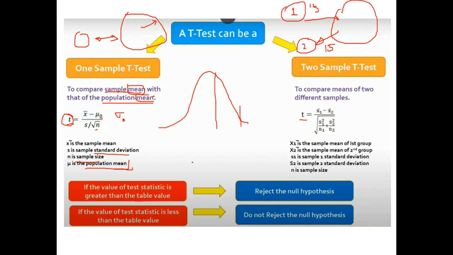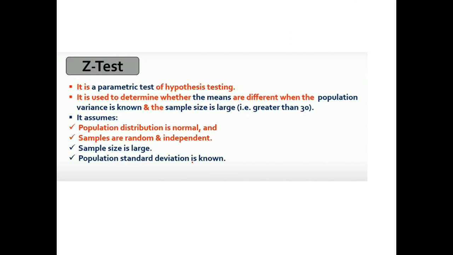So this is the t test, used when the sample size is smaller, and similar to that we also have the z test. This is also parametric hypothesis testing, and here the condition is that the sample size is greater than 30. It is used to determine whether the means are different when the population variance is known. Actually, in this case, you know the population variance.